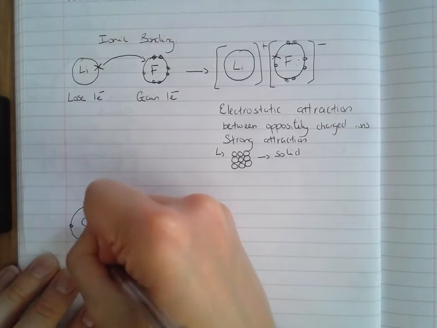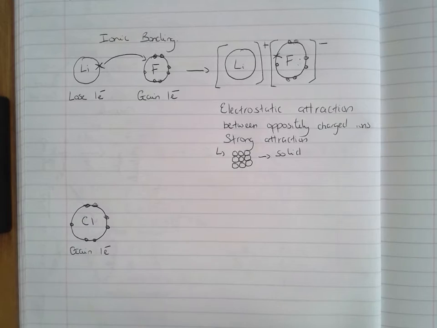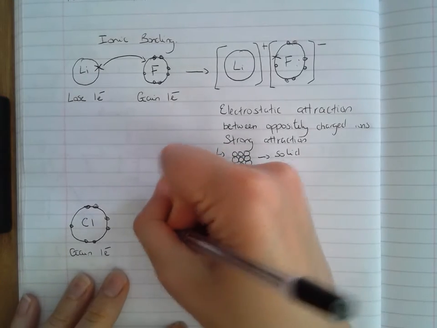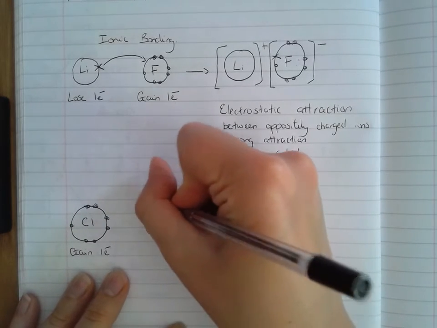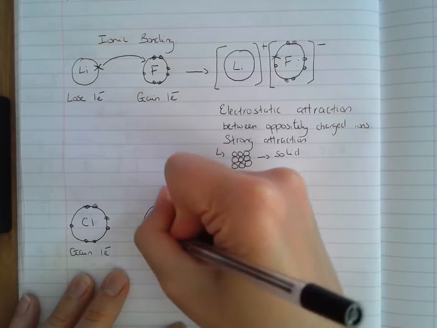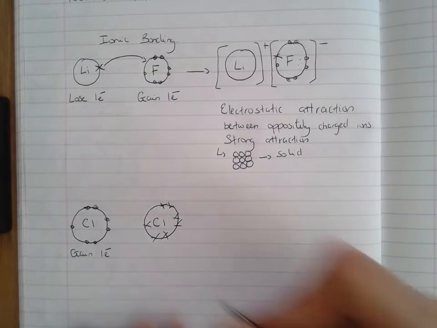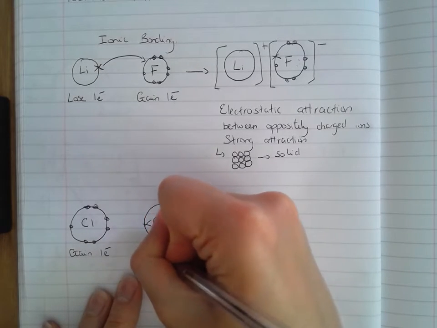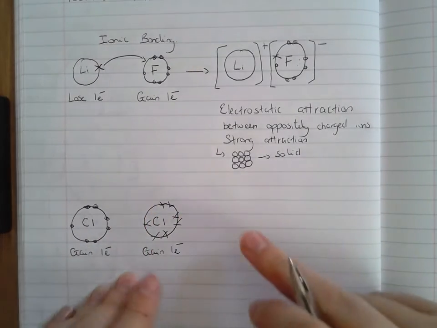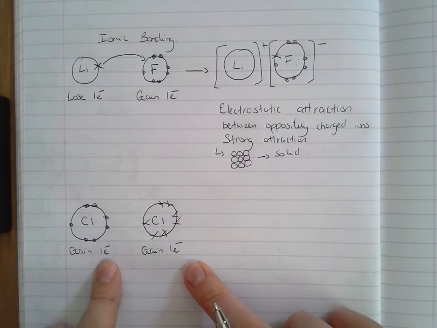Chlorine wants to gain 1 electron because it's got 7 and it wants to have 8. I'm going to show chlorine reacting with another chlorine. Okay, remember, a covalent bond is 2 nonmetals reacting together. Chlorine is a nonmetal. I've got 2 chlorine atoms. They both want to gain 1 electron.